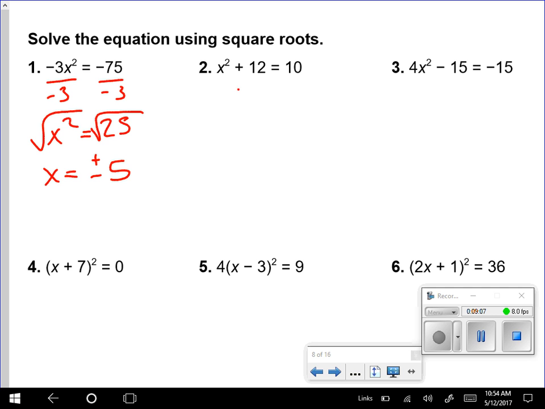Number 2, I'm going to subtract 12 from both sides to get x squared alone. So I end up with negative 2. We cannot have a negative under the radical, so we end up with no solution.